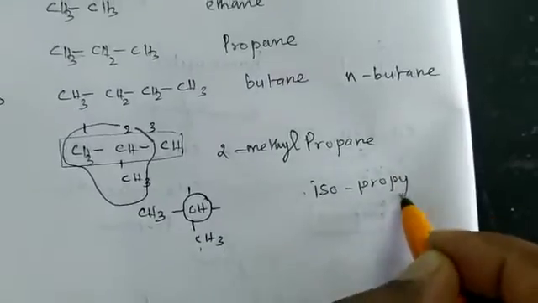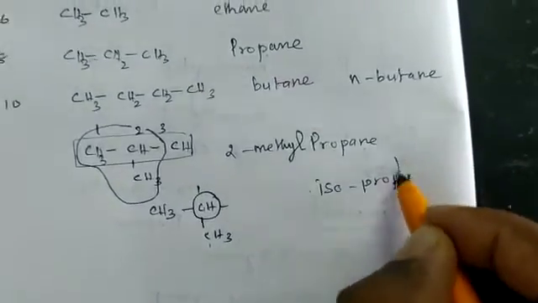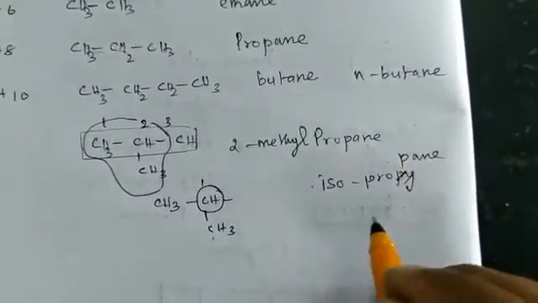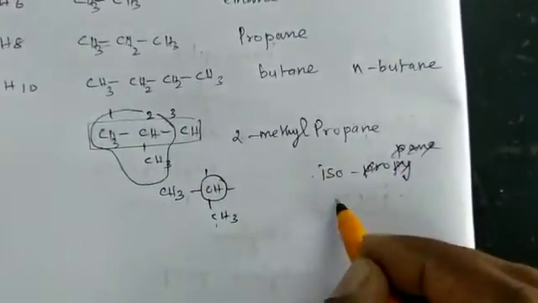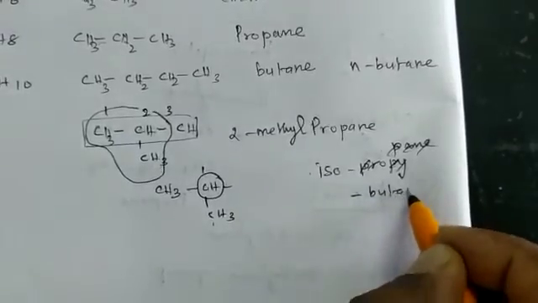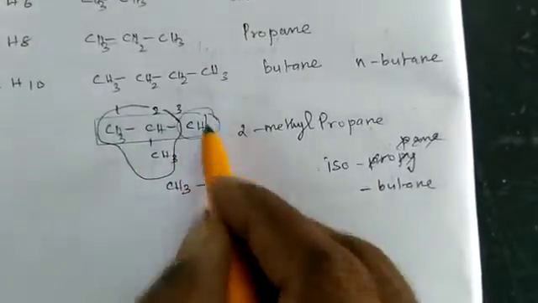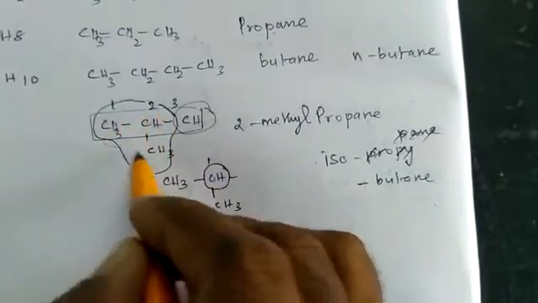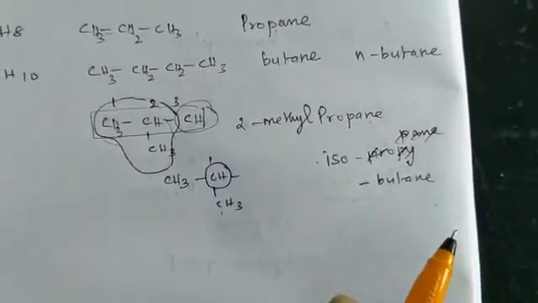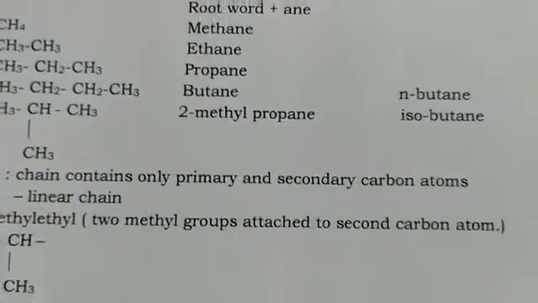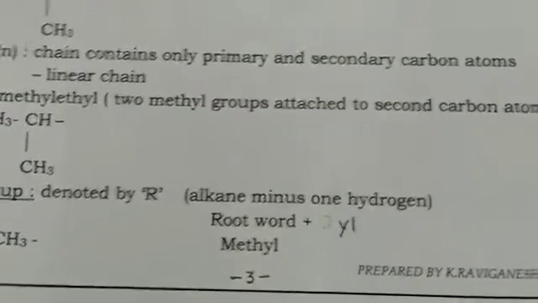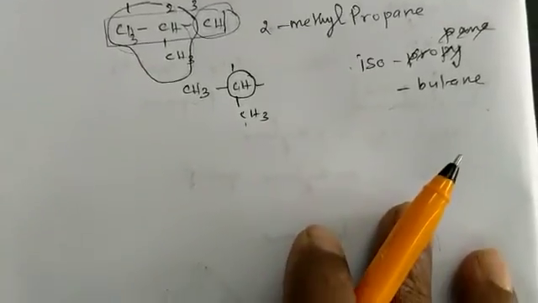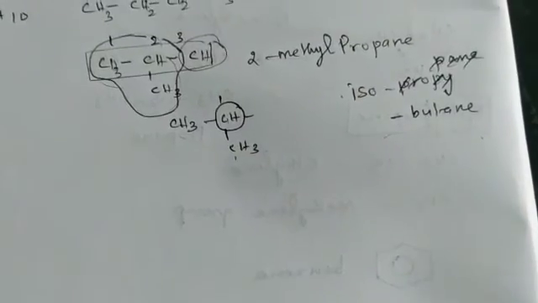This compound is called isopropyl group. So how many carbons are there in total? 4 carbon atoms. So you have to name it as isobutane. When we consider this carbon also, we have to call it isobutane. When we consider this group alone, we have to call it isopropyl. Okay, this is about alkanes. Okay, next one is the alkyl group. It is very important to name. Alkyl group is very important.